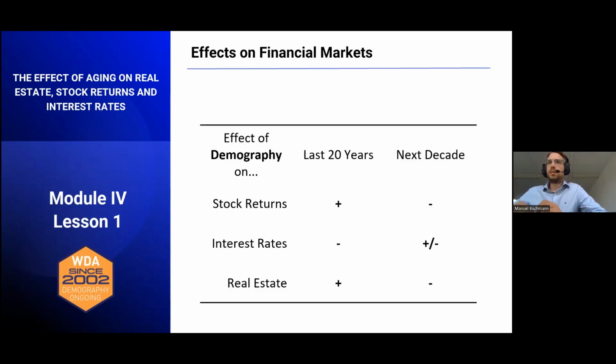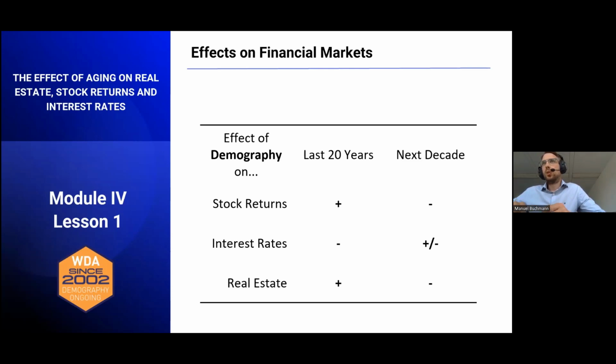I close this first lesson with a preview of the following lessons. In terms of this very simple table here, with what we have seen now in the past few slides, the life cycle changes and the demographic changes that are happening, what do we expect to happen in the coming decade, the coming 2 decades on the financial markets?